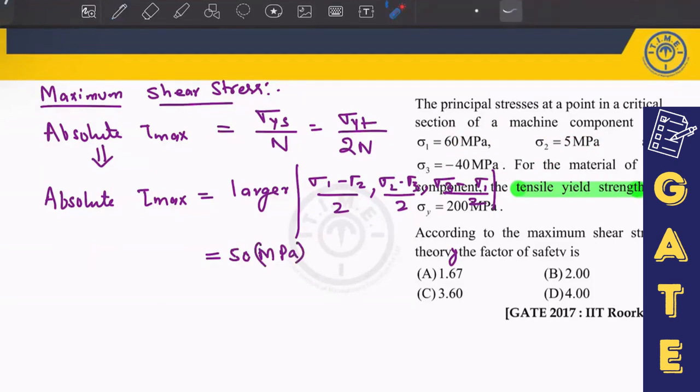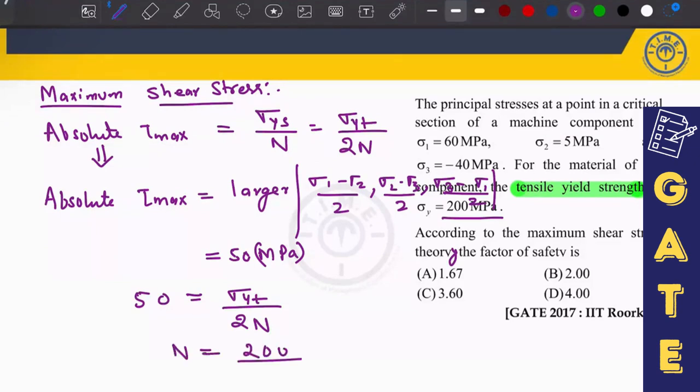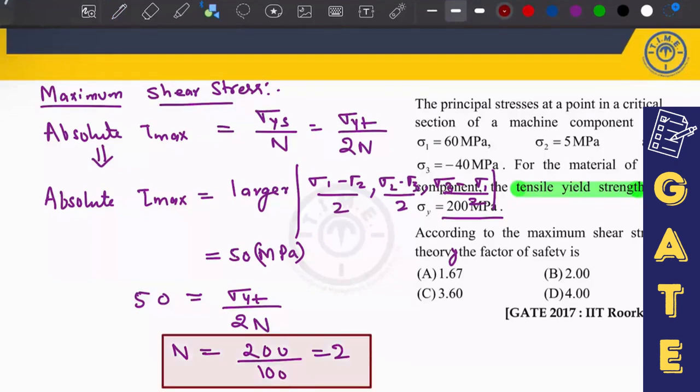Now you will equate it with the design stress. What is the design stress? The 50 can be equated with the yield tensile strength divided by 2n. The yield tensile strength is also given as 200. So from here, the n value you will get as 200 by 100. The answer is 2. So the factor of safety you are getting is 2. That means option B is the correct answer. Yes, Navi, absolute tau max is 50 megapascal.